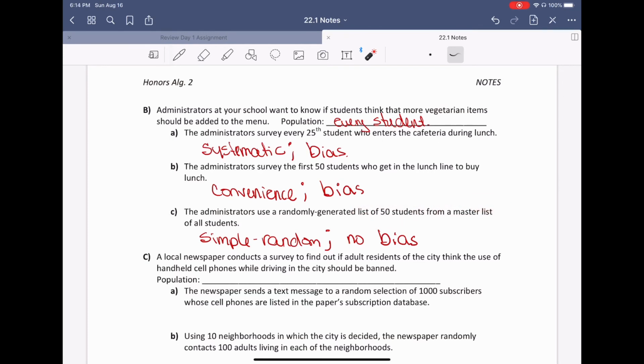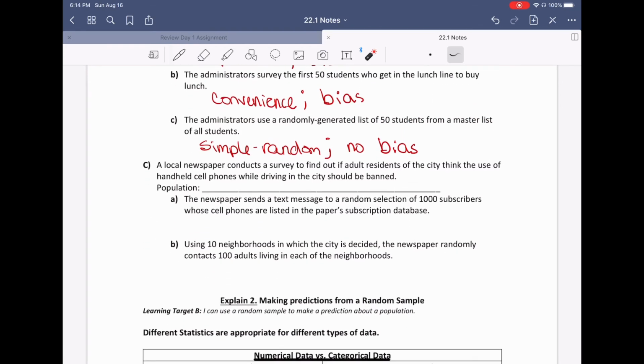All right, once again, hit that pause button. Go ahead and try example C on your own. Think about the population, sampling method, and if there is a bias or no bias, and then come back and check your answers.